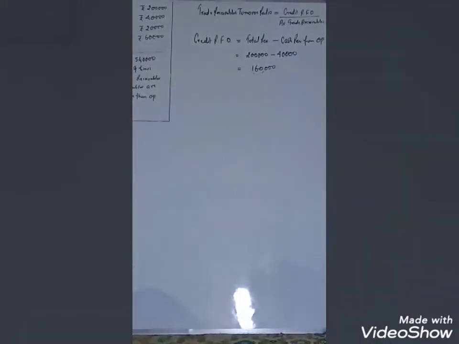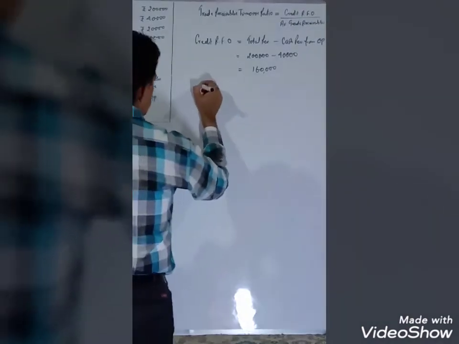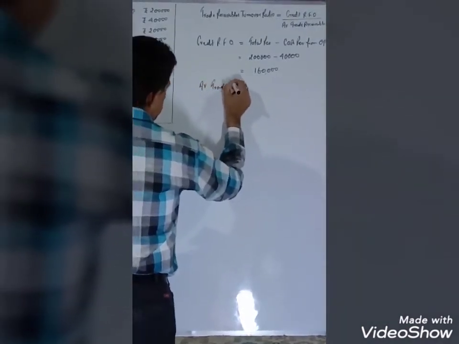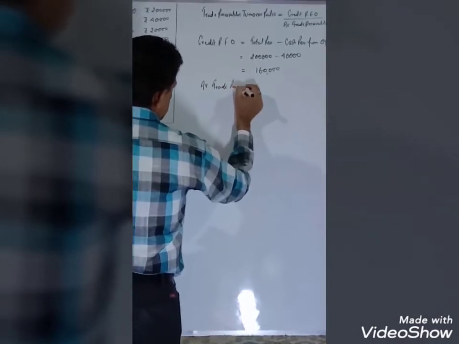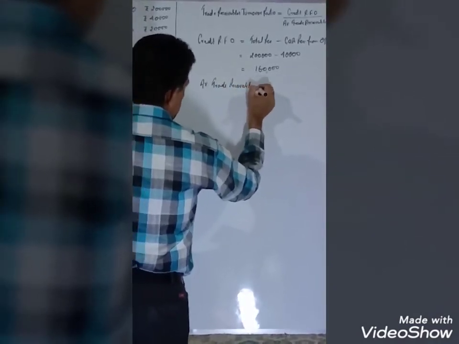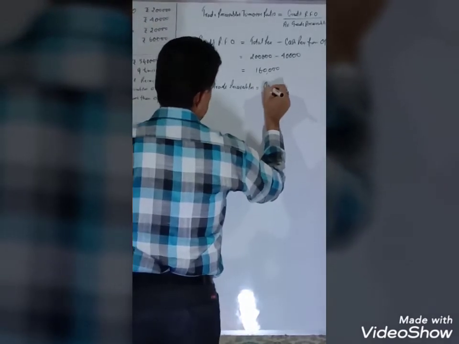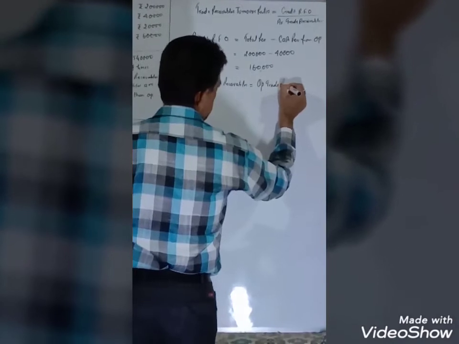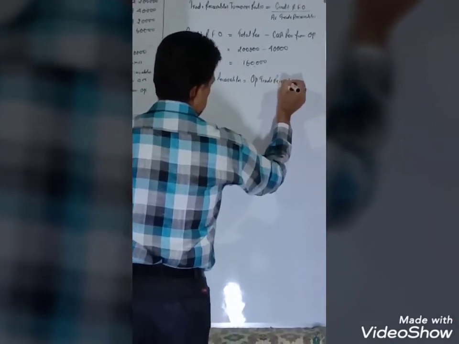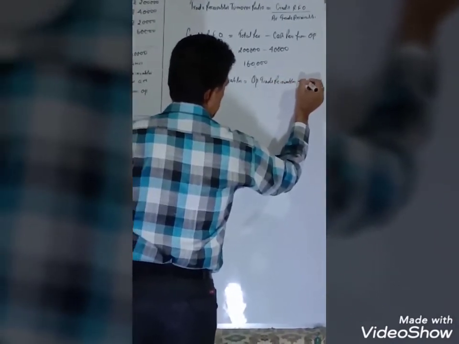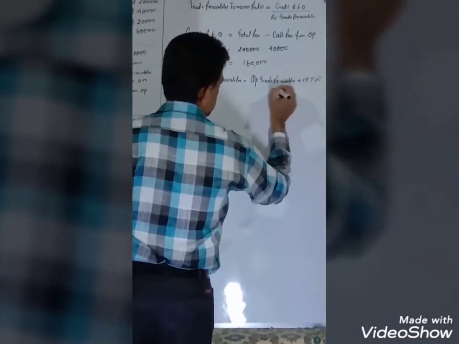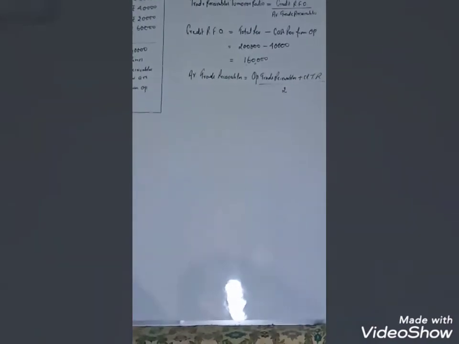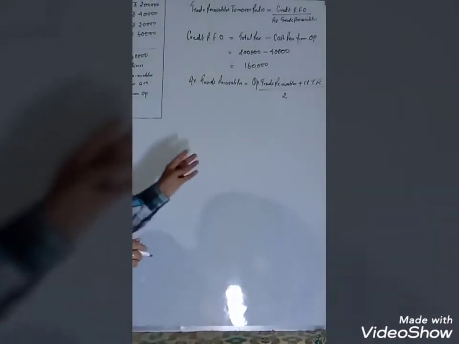Now, we need average trade receivables. For that, the formula is average trade receivables equals opening trade receivables plus closing trade receivables, divided by 2.